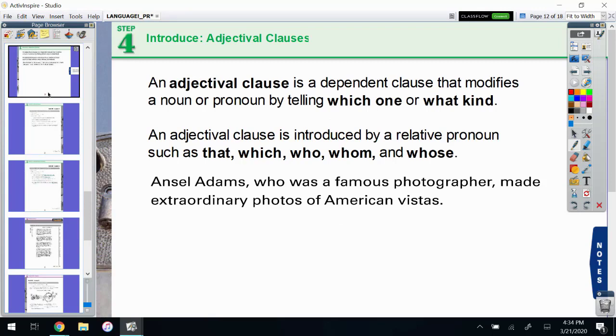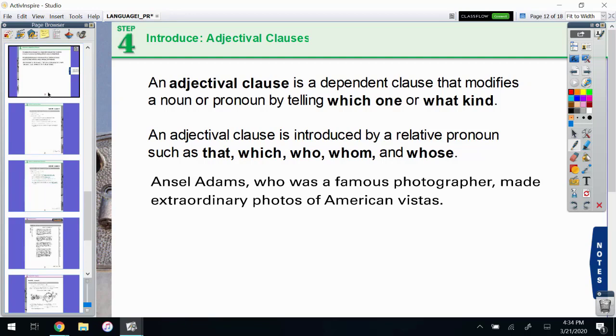Moving on, let's review. A clause is a group of words that contains a subject and a predicate. An independent clause has one subject and one predicate. It represents a complete thought. A dependent clause cannot stand by itself. It combines with an independent clause to create meaning.